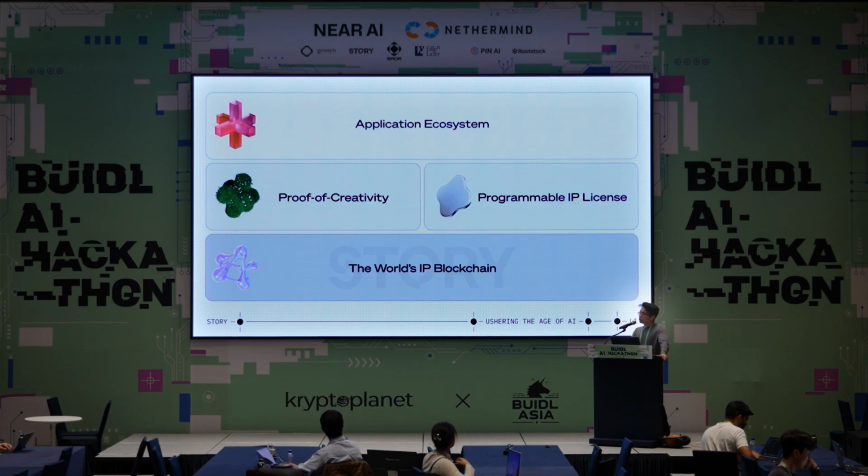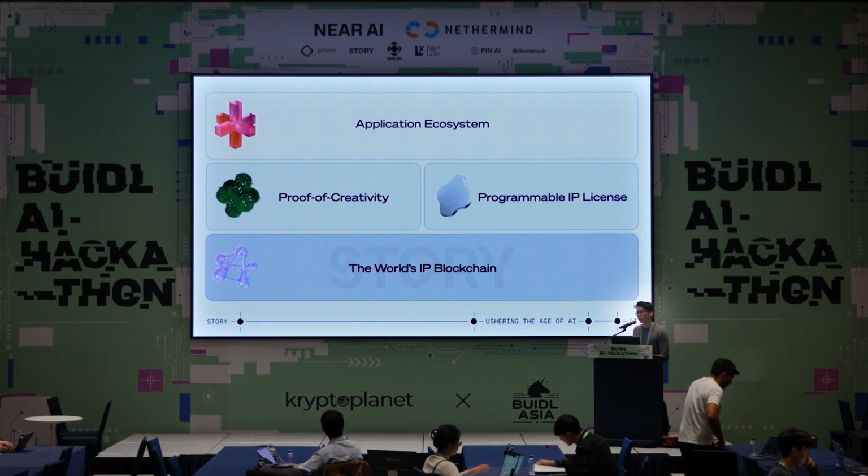I'm sure you might have heard of Story. We have these 3 different layers that we're focusing on, and today I'm going to talk mostly about our smart contracts, which is known as the proof of creativity. But we also have the underlying blockchain and the ecosystem apps on top, and we also have our own license framework, and those license frameworks are what really makes the IP programmable on our chain.